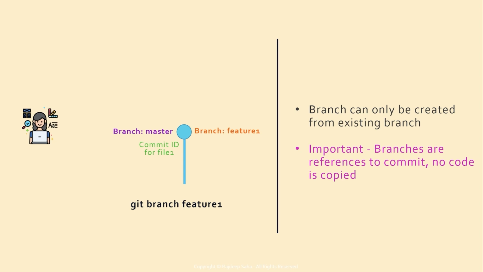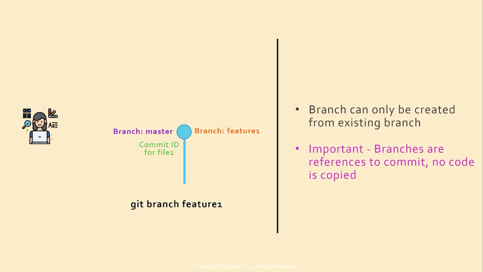And branches are just references to commit. No code is copied. That's why when you create different branches, Git does it super fast. Compared to other version control systems, when you create a branch, a whole bunch of code gets copied, which is not the case for Git. When you have two different branches, you need to switch branches and work on different features.